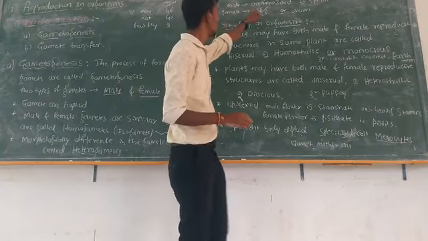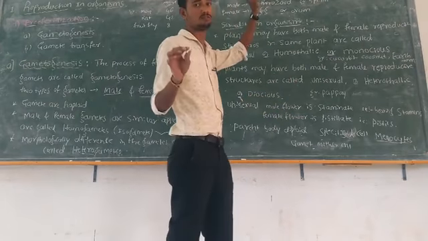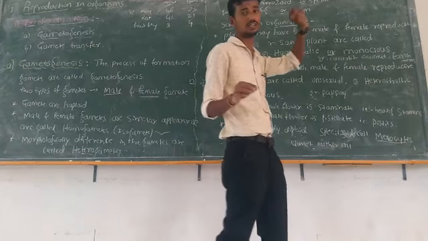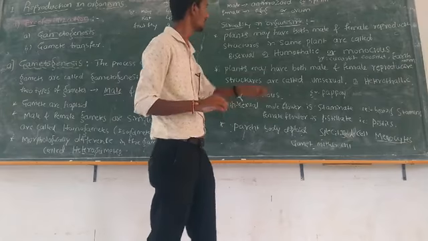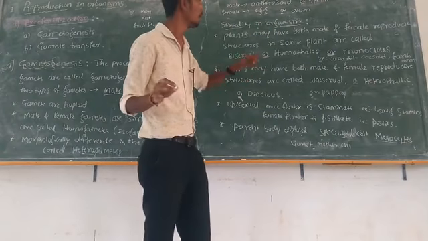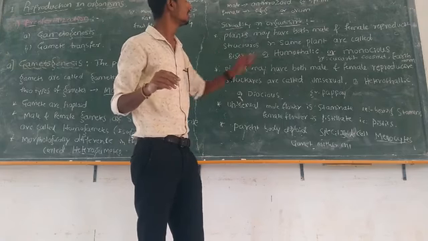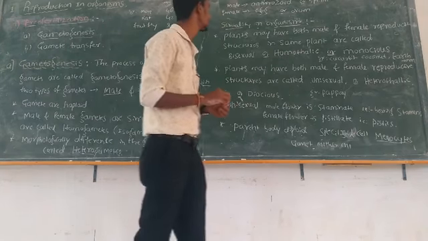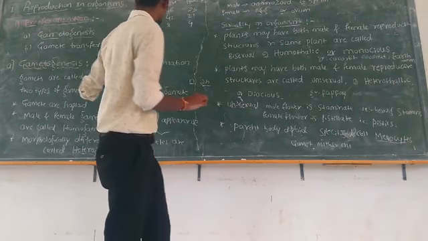The male gamete is called androzoid or sperm. Androzoid is in plants and sperm is in animals. At the same time, female gametes are egg or ovum. Egg is only in plants and ovum is in animals. Okay, sexuality in organisms. These are terms in gametogenesis.